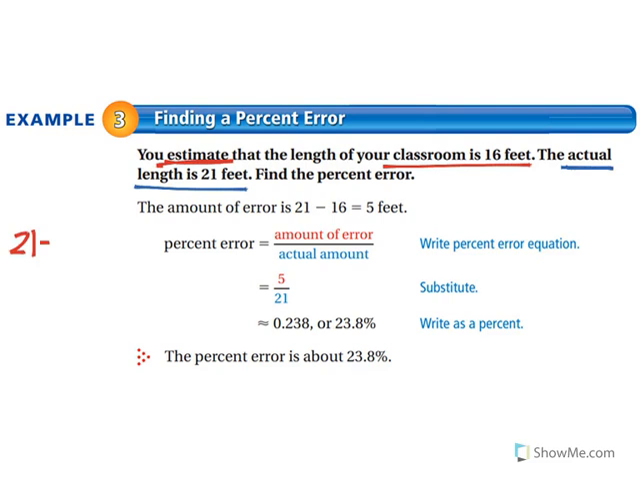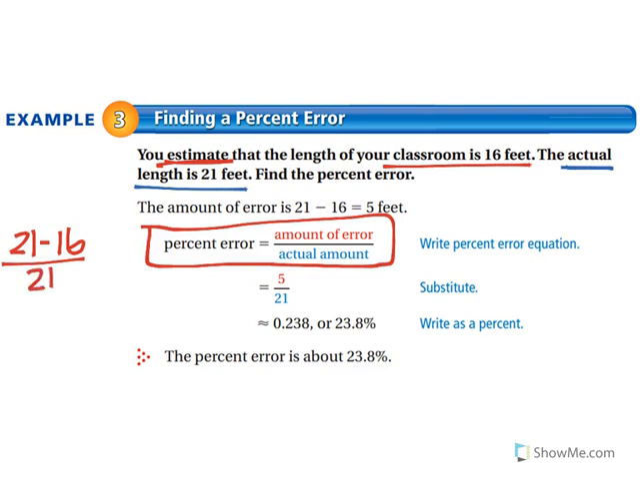We're going to do 21 minus the estimate, since it was the smaller amount, and we get 21 minus 16. We're going to divide that by the actual amount. Remember, we're using this formula right here. So the actual amount is 21. So then it becomes 21 minus 16 is 5 over 21.